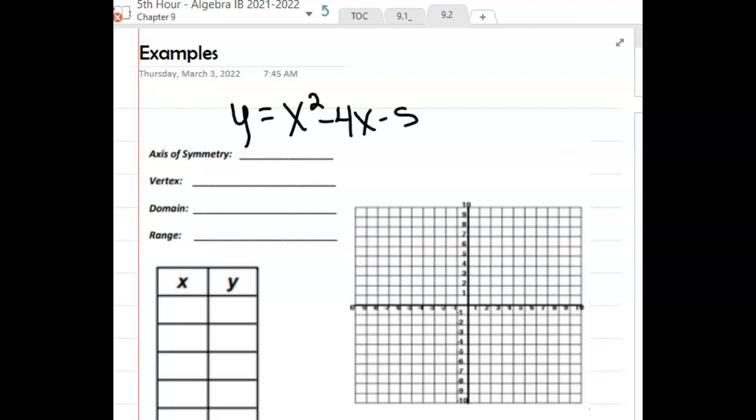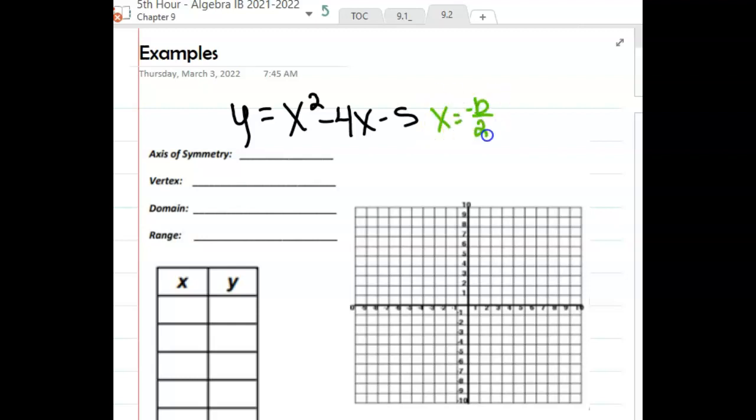Okay, so remember, the first thing I need to know is, is my parabola over here on the right? Is it over to the left? Is it somewhere in the middle? I need to know what area of the graph it's on. So that's that line that cuts it in half. That's the axis of symmetry.